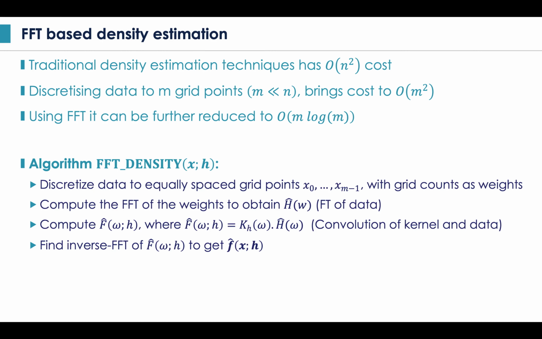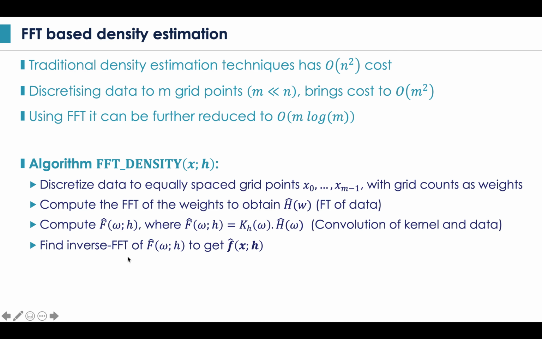So via this, we can get this general FFT density algorithm, where the idea remains a four-step process: discretize data to equally spaced grid points, using the grid counts as the weights. Then we compute the FFT of these weights to obtain h hat, which is the Fourier transform of the data. Then we compute f hat, which is the Fourier transform of the density, obtained by the convolution of the kernel's Fourier transform and the data.